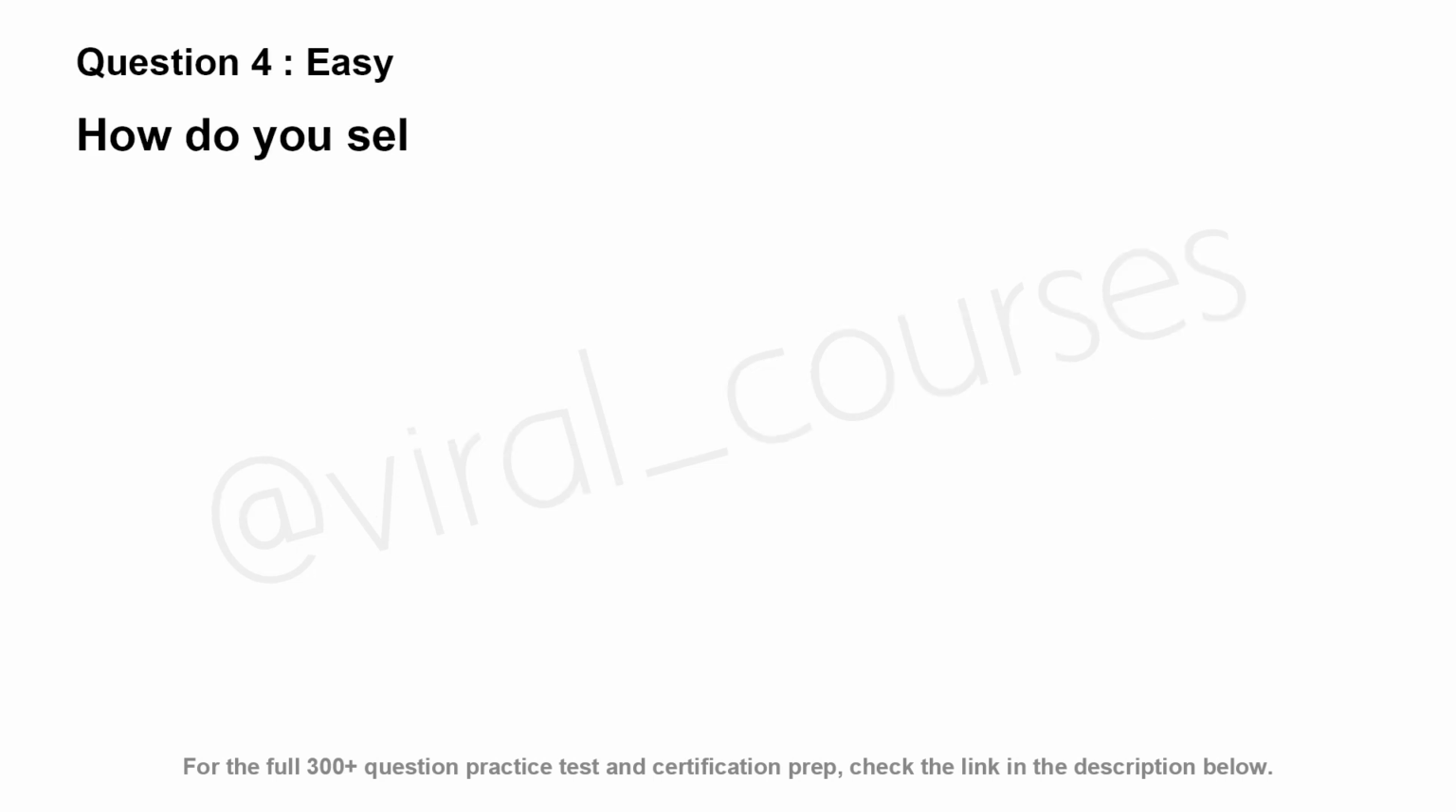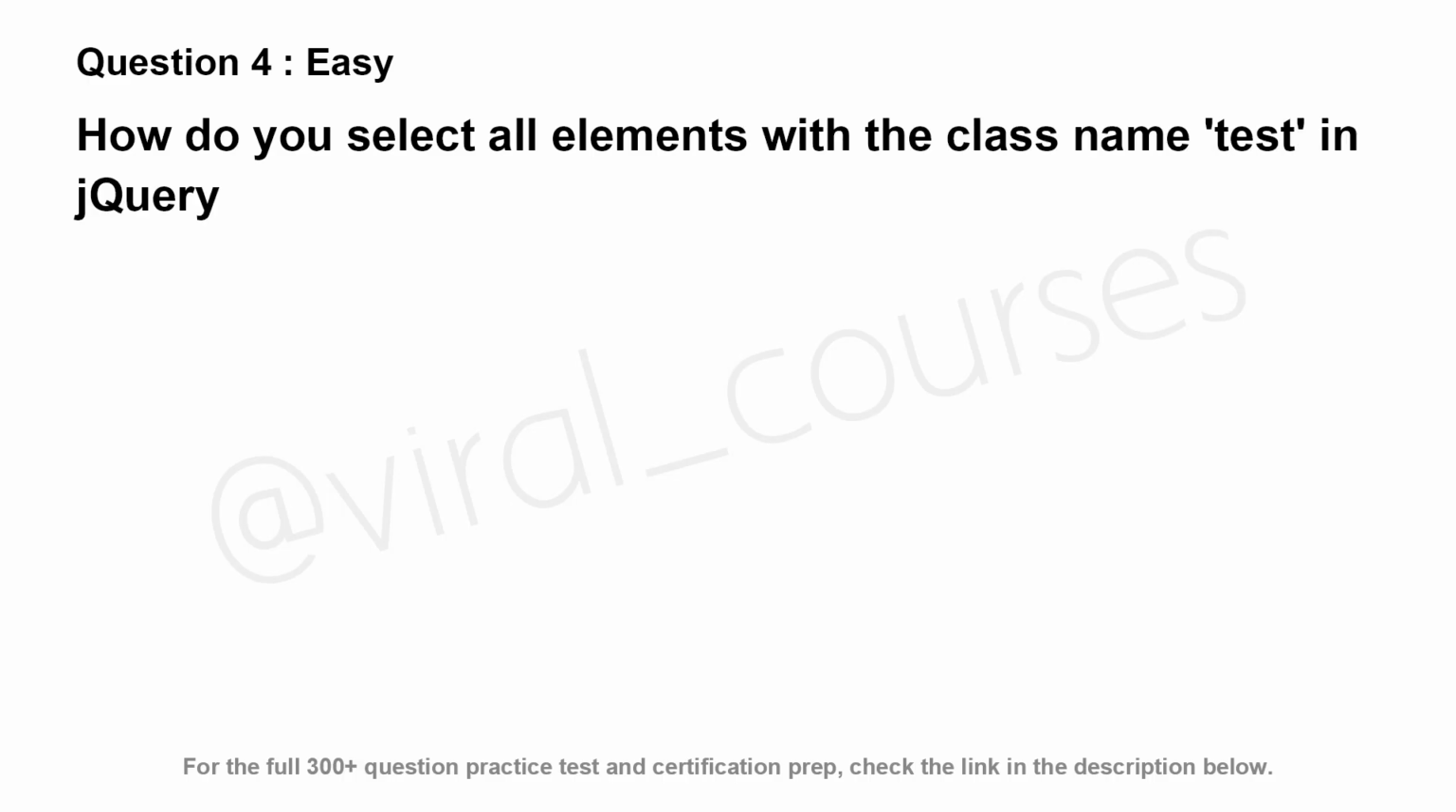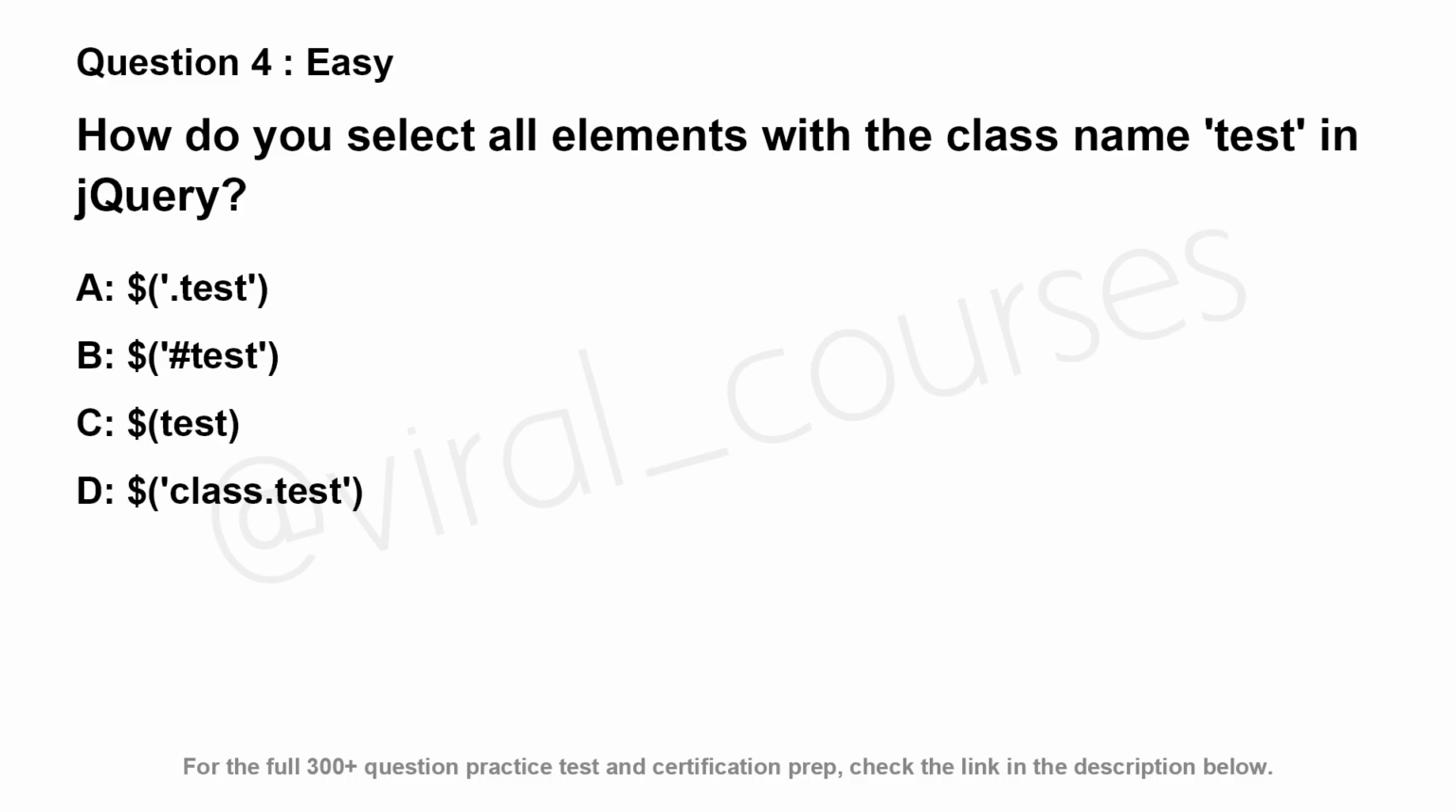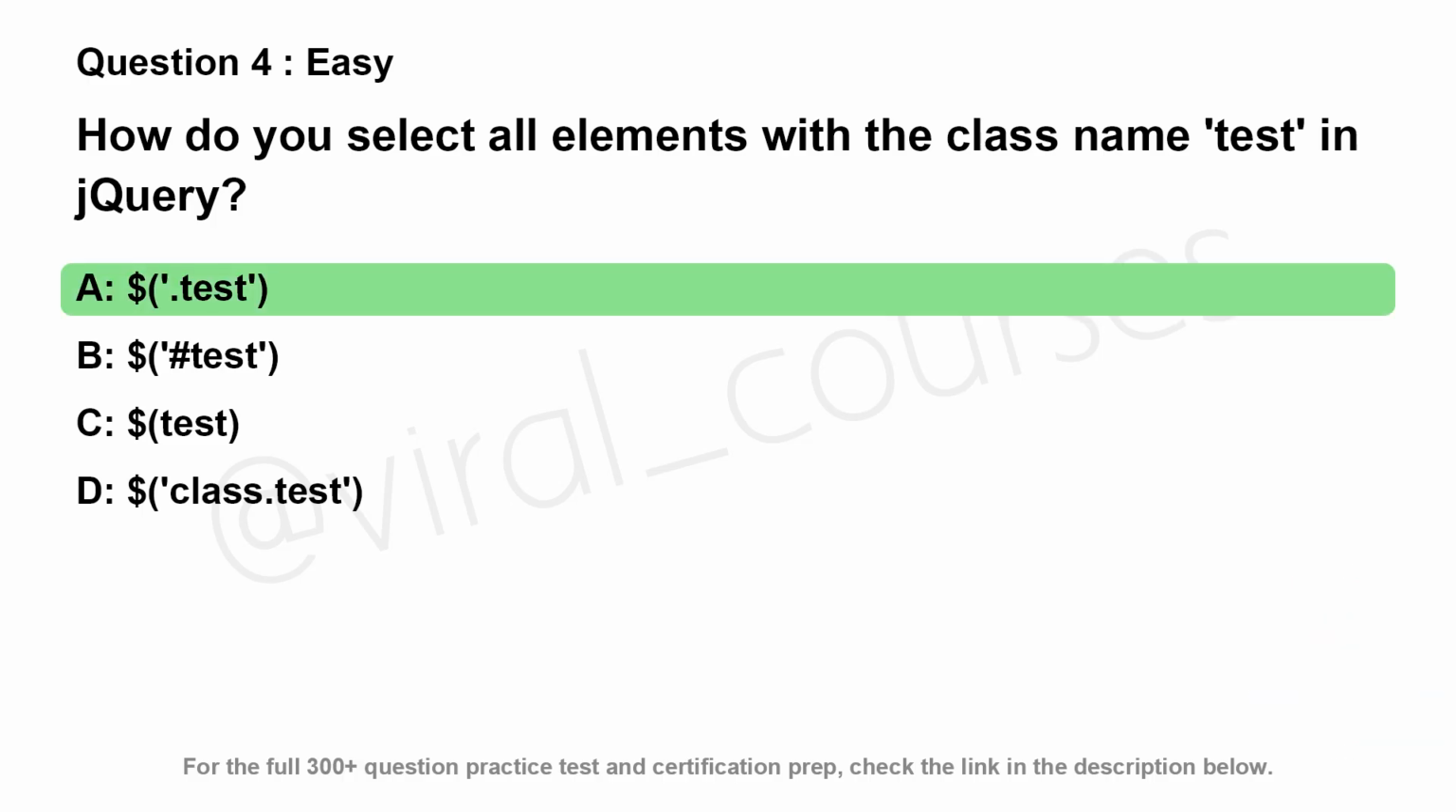How do you select all elements with the class name test in jQuery? Option A, $('.test'). Option B, $('#test'). Option C, $('test'). Option D, $('class test'). The correct answer is A.